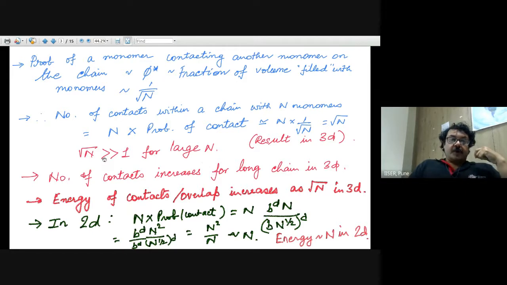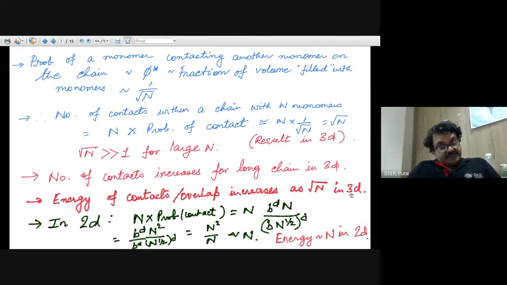So the number of contacts, root n is much larger than n for large n, and so the number of contacts actually increases per polymer chain as root n, which is the result in 3D, right? And the number of contacts increases for long chains in 3D, and then the energy of contacts overlap increases as root n in 3D, right? And of course, thereby the polymer chain will swell.